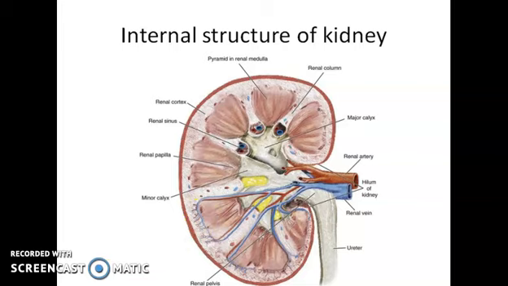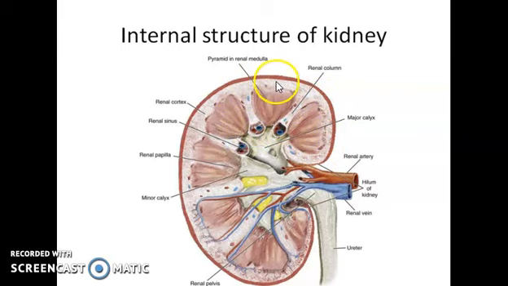If we take a coronal section of the kidney to study the interior of it, we can see the kidney has been divided into two major parts, that is the cortex, which is reddish brown in color, as well as the medulla, which is on the inner aspect and which is much paler in color. The cortex, which is darker in color, is again divided into two parts.